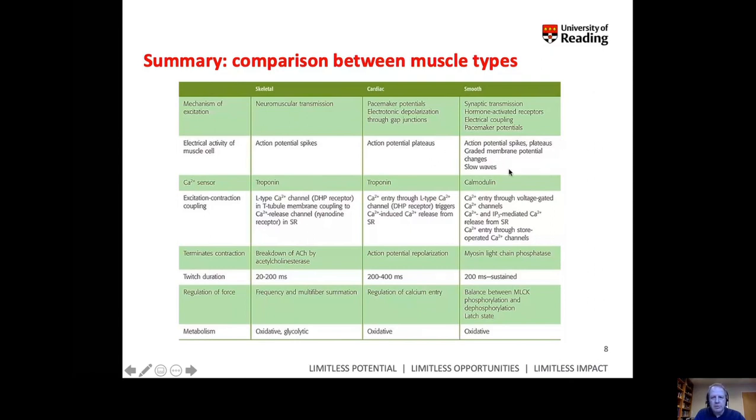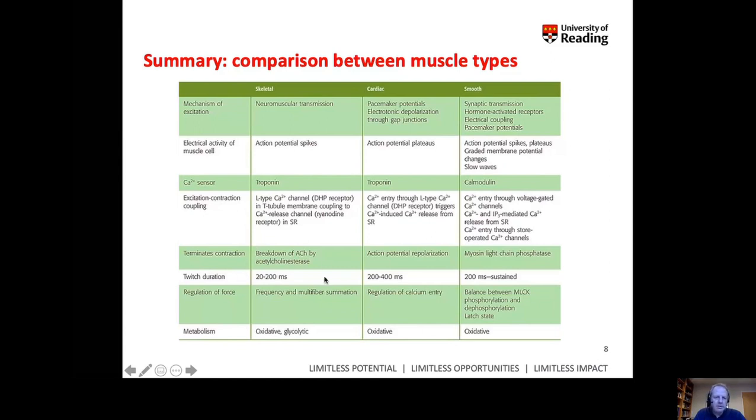And actually, if we showed you the action potentials for smooth muscle, they're very varied. They're not this classical shape of the cardiac action potential, and indeed the nerve action potential that you see at the skeletal muscle. The calcium sensors are the same between skeletal muscle and cardiac, but remember there are certain isoforms of troponin C, I and T in the cardiac muscle. Here we use calmodulin. Again, there are similarities in the way that excitation is coupled to contraction.